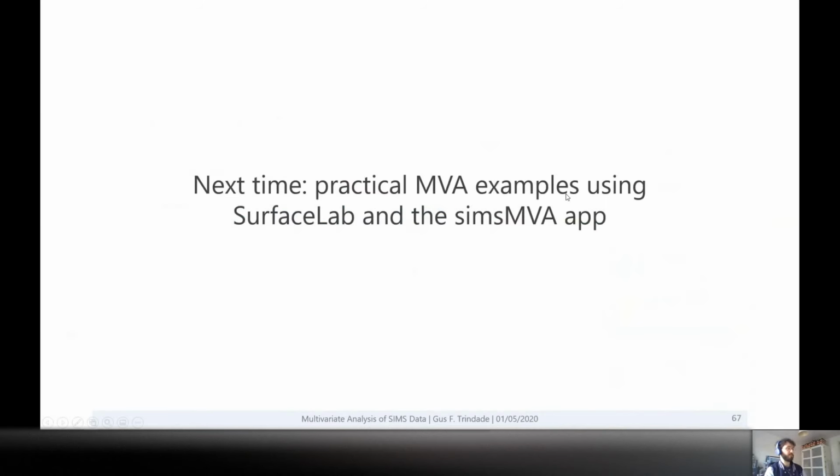So for the next time, what I'm hoping to do is have a practical session with some examples using SurfaceLab to export the data, to show you if you don't know how to export it, and then SIMS MVA to process and visualize. I'm hoping to do some of the advanced ones, such as the stitching or the 3D, some very complex ones, to perhaps inspire you to do it as well. Okay, so that's everything. Sorry if it took too long.